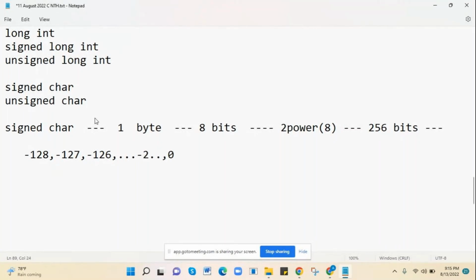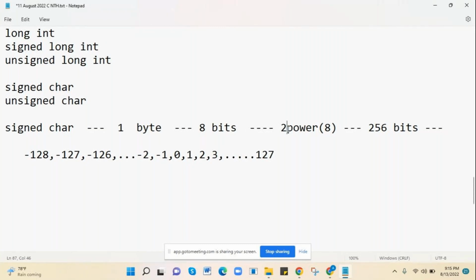Minus 2, minus 1, 0, 1, 2, 3, and so on up to 127. Why? Because signed char stores 1 byte. 1 byte is nothing but 8 bits. So 8 bits means 2 power 8. Why am I using 2 power? Because in the binary system we have only 2 digits, 0 and 1. C language, computer language, they understand only binary language, low level language. So it is 2 power 8.